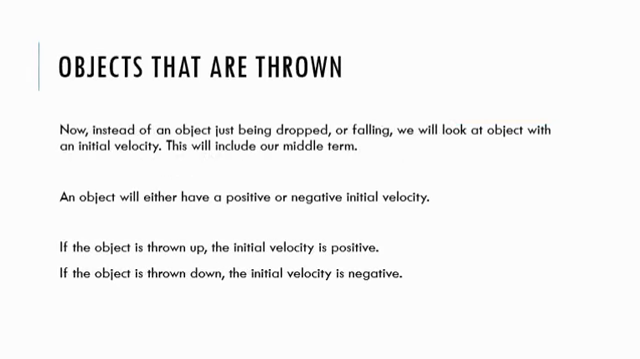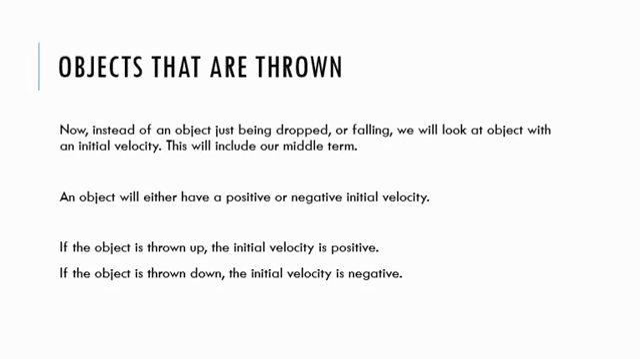So now, a couple of unique properties and things that will happen when we're talking about objects that are thrown, and the way we can set up the vertical motion equation. Now, instead of an object just being dropped or falling, it's going to be launched or thrown. So it's going to be given some initial velocity. Instead of it just being 0, it's going to be a number. There's going to be an initial velocity there, whether it's being thrown up or thrown down. An object will either have a positive or a negative initial velocity.